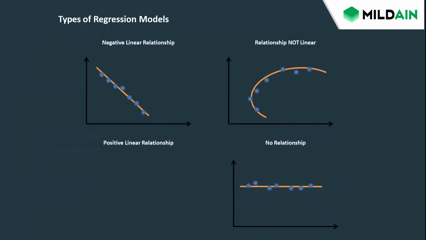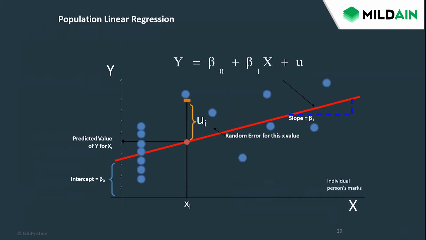This is the model, a very basic thing I have taken. These are the types of regression model: positive relation, negative relation, relationship is not linear, and no relationship. This is what happens between the data.